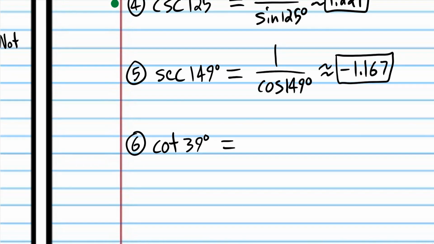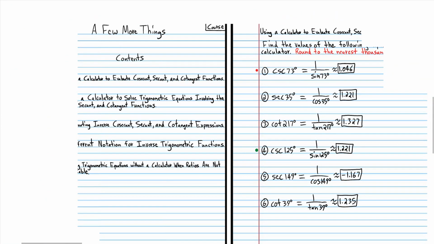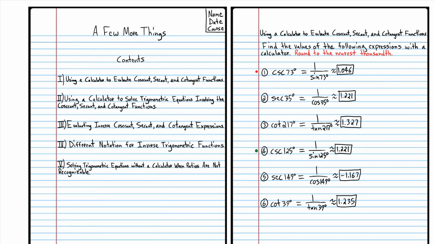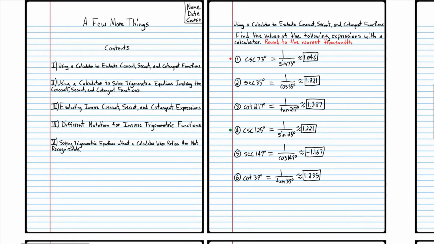Okay, we're back. So cotangent is 1 over tangent. And we can use a calculator. 1 divided by tangent 39, enter, and we get approximately 1.235. So if you got that right, perfect. So as you can see, it's pretty easy to deal with that problem. Again, your calculator does not have these functions, most likely. So you have to know how to calculate those values without a button programmed into your calculator.